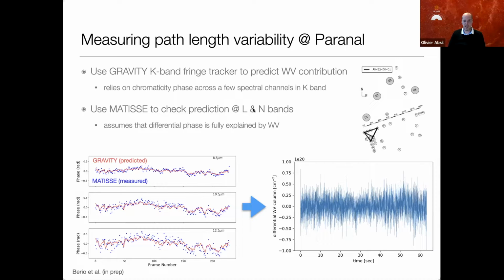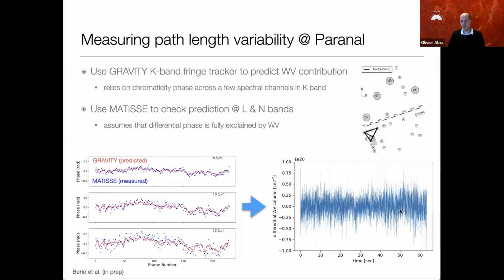And actually, we can check that these predictions are good by looking at the position of the fringes while observing with METIS at N-band or L-band at the same time as GRAVITY at the K-band. And this is work that has been done by Philippe Berio from the METIS consortium, predicting the position of the fringes at N-band based on GRAVITY. So the predictions are in red, and the measurements with METIS show a good consistency between the predictions and the measurements.